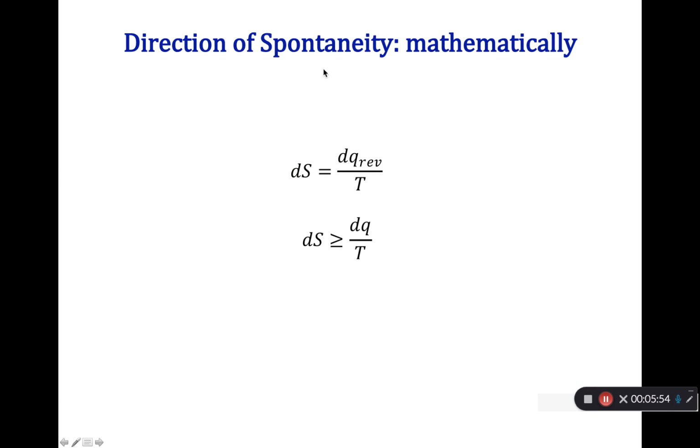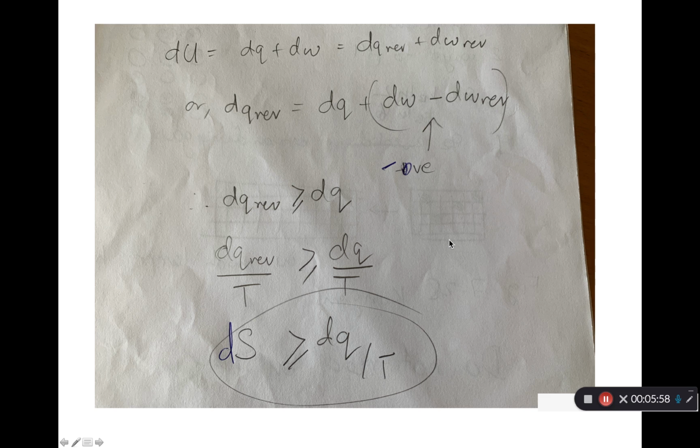So the mathematical expression for the direction of spontaneity is right here, and we will derive it in this slide. If you look at the first law, the change in internal energy is equal to the flow of heat plus the flow of work. But since internal energy is a state variable, we can take a reversible path and write this as dq reversible plus dw reversible.